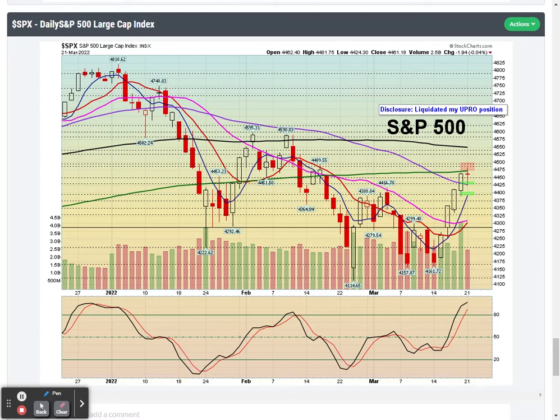Let's analyze what happened in the stock market today, Monday, March 21, 2022. This is a daily chart of the S&P 500. For the record, I was long the S&P 500. I liquidated the last one quarter of my position today.